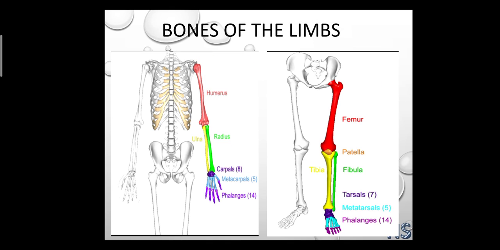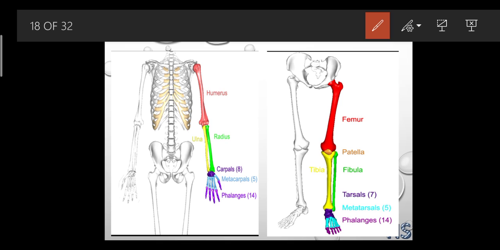So these were the total bones. Only one extra bone is there. That is called the patella. What is the patella? The patella is also called the kneecap.